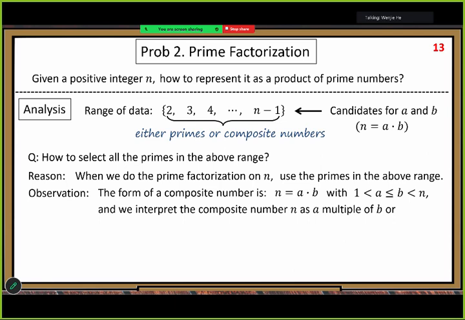And we interpret composite numbers as a multiple. How do we understand the product of a and b? Here we spend some time to understand the form of n. If it is a composite number, it takes this form, the product form. Then, when you see this product form, we have different ways to view it, right?